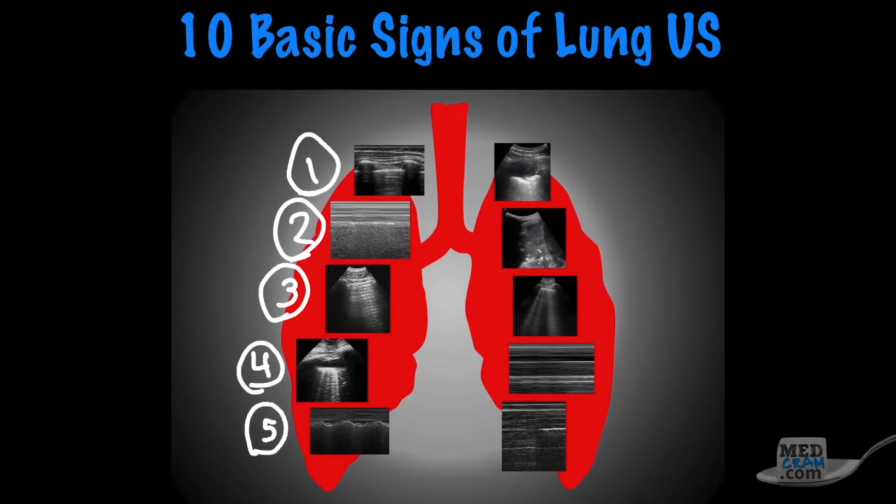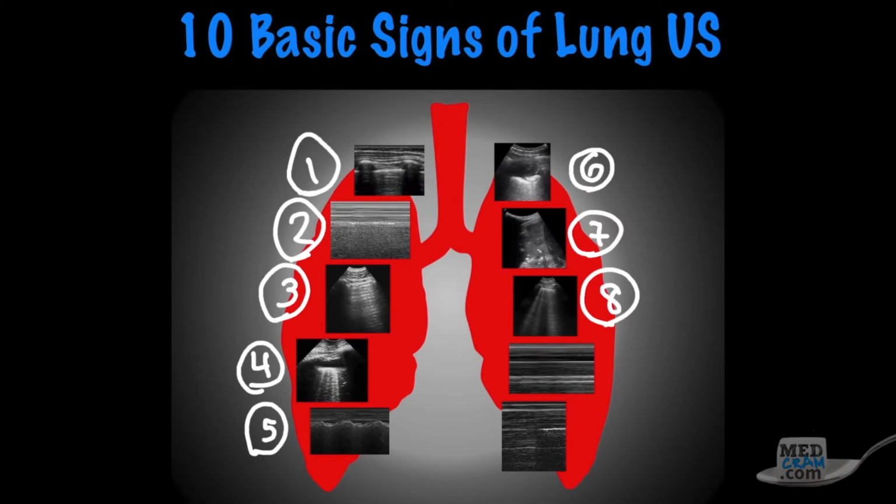Number 5, the sinusoid sign, or during inspiration and expiration, the visceral pleura coming towards and away from the parietal pleura with fluid in between, creating this sinusoid shape, also indicative of a pleural effusion. Number 6, the shred sign, or the uneven lung line below the area of consolidation, the shredded lung sign, indicative of consolidation. Number 7, the tissue-like sign, or tissue with air bronchograms in it inside the lung, which is indicative of consolidation as well. Number 8, lung rockets.